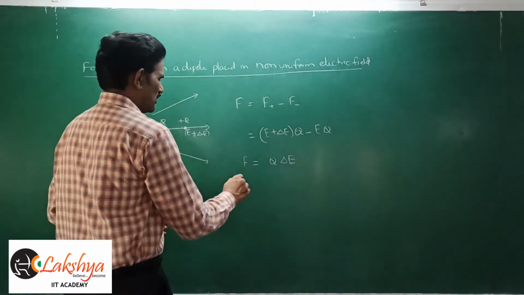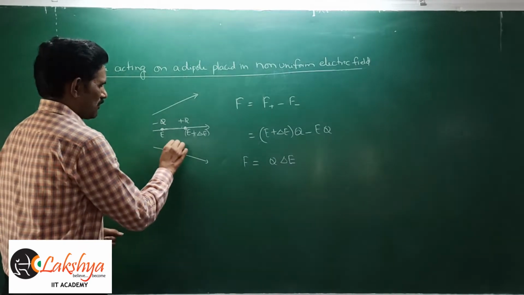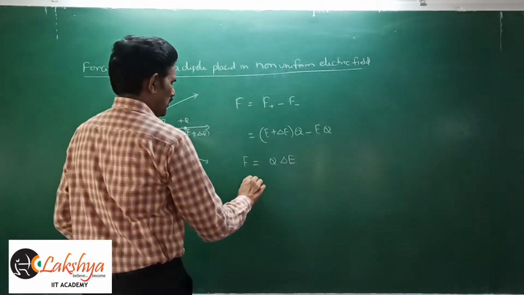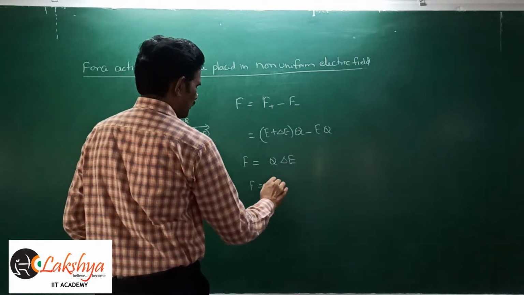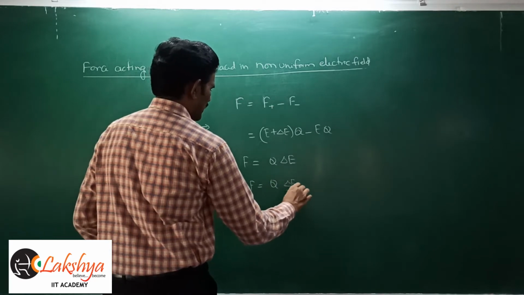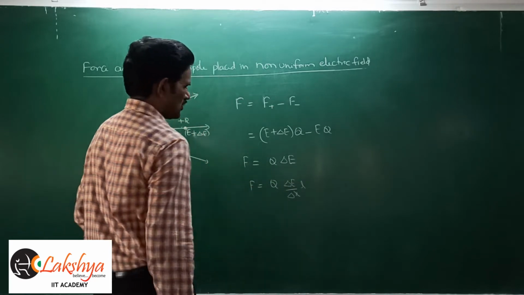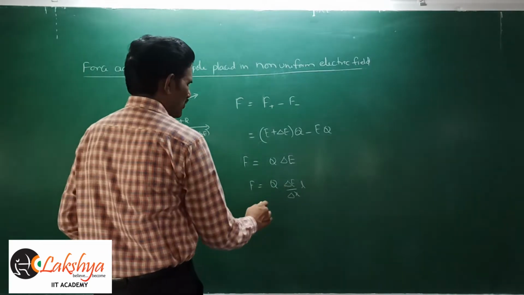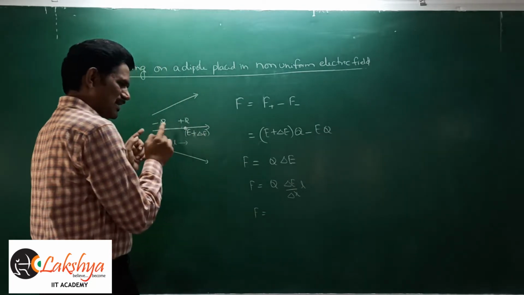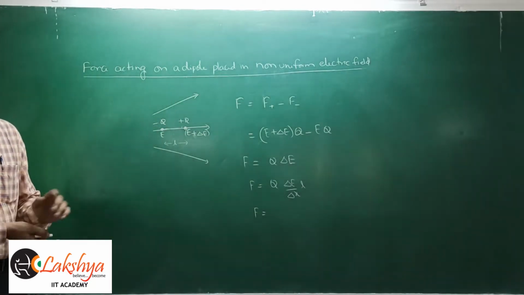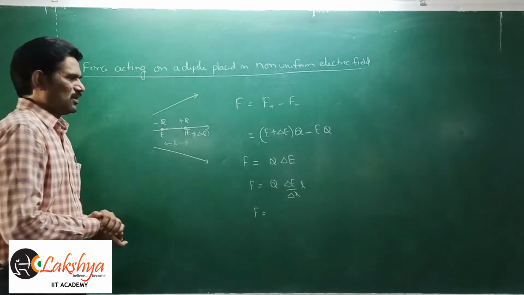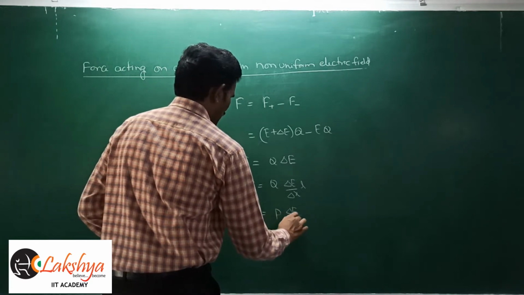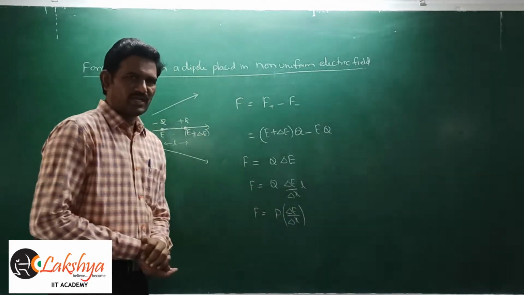Now I am expressing this value. Suppose I am taking L as the length of the dipole. Therefore I can write this as Q into delta E by delta X into L. We are multiplying with some length and dividing by the same length. Now this Q into L becomes P, because L is the length of the dipole, so Q into L itself is the dipole moment. So I can write this as P into delta E by delta X. This is nothing but what we call the field gradient.